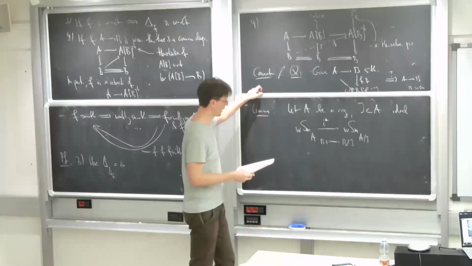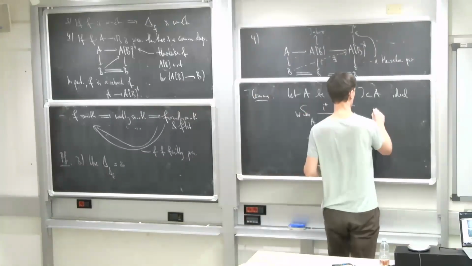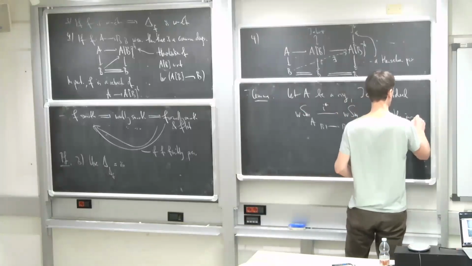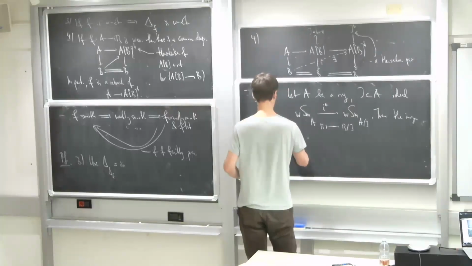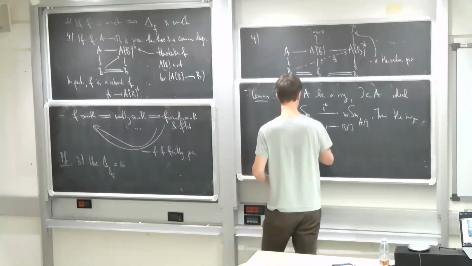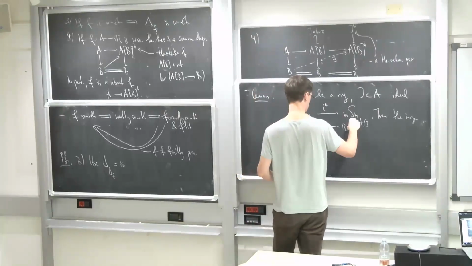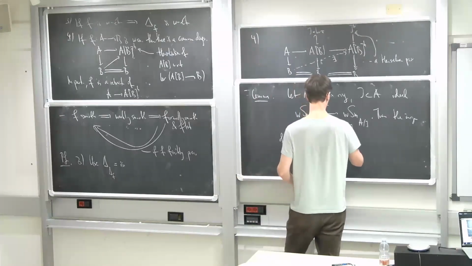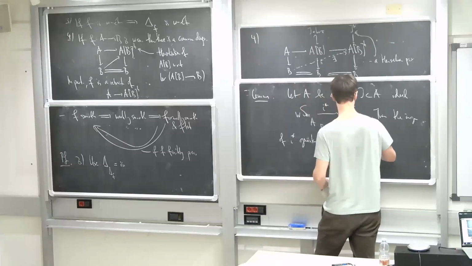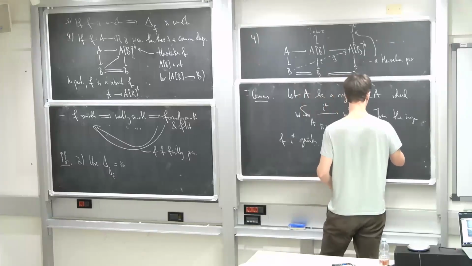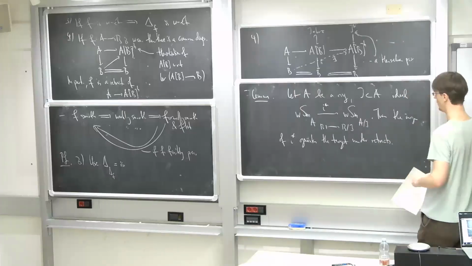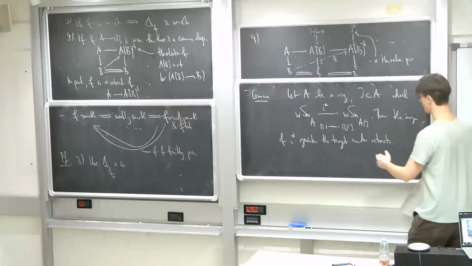And what I claim is then the image of I upper star generates the target category under retracts. So in other words, every weakly smooth A mod I algebra is a retract of something coming from A.